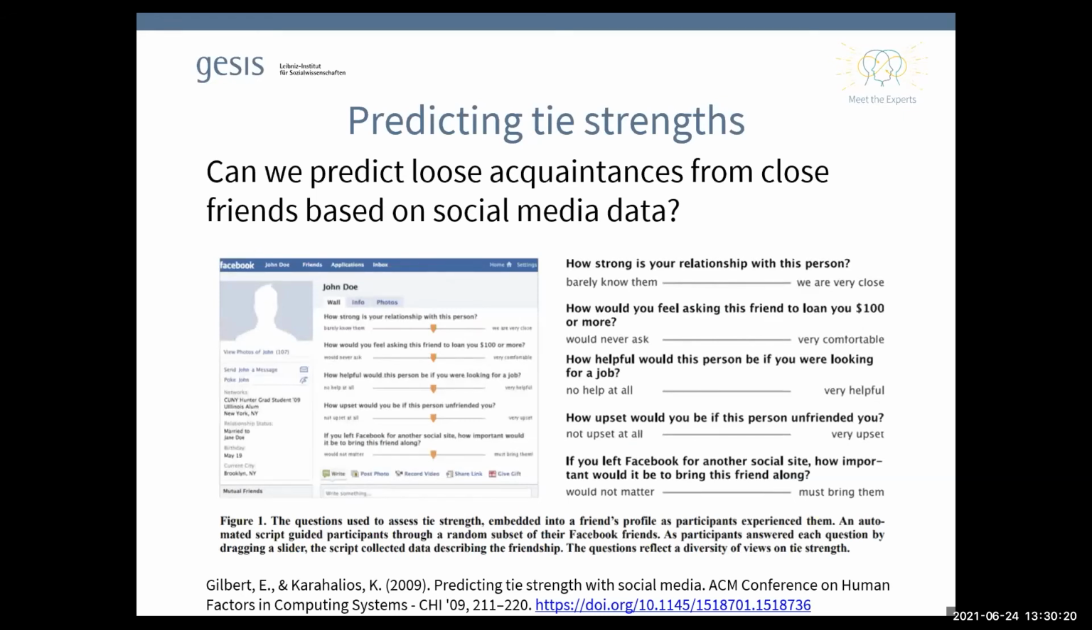So the concept of social ties is derived from social science theories. We're interested in different types of interpersonal connections, from loose acquaintances to very close friends. And the authors of this paper tried to apply this theoretical concept of tie strengths to Facebook data, assuming that people connected on Facebook also represent different types of tie strengths. And what they did is they combined, again, survey data and digital trace data.